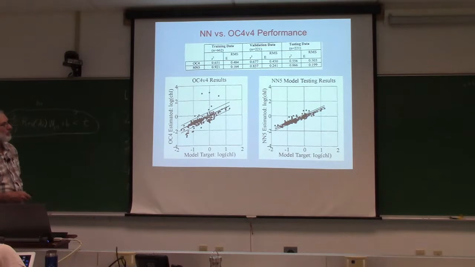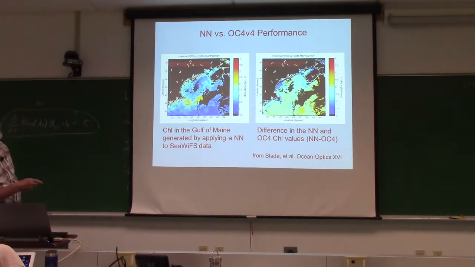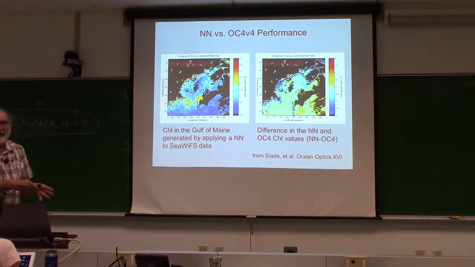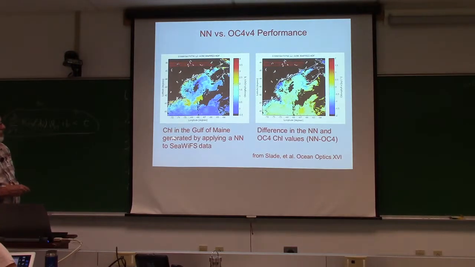Okay, so here's an example then of that applied to the Gulf of Maine, CWIFS algorithm versus their neural network. So here's the chlorophyll in the Gulf of Maine generated by applying the neural network to the CWIFS RRSs. And so you get something that's believable if you know how the Gulf of Maine works. So here we are up here. This is a cloud. Canada here, Bay of Fundy and all of that.